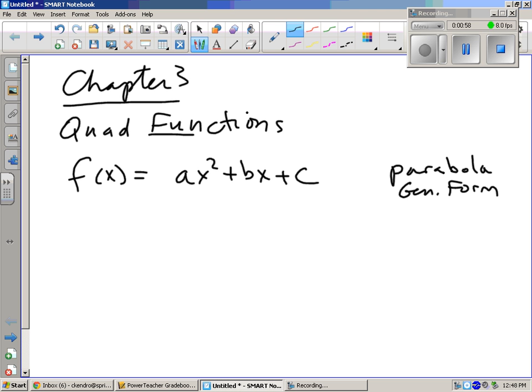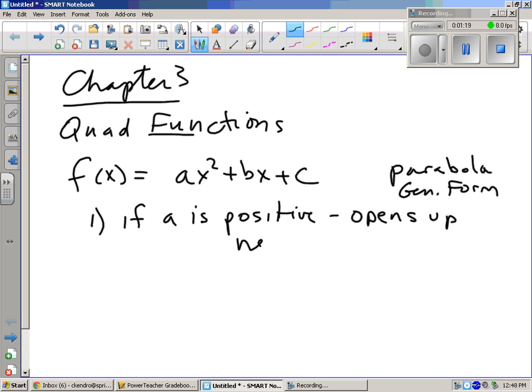And the first one is, actually these apply to standard form as well, but there's some general things about parabolas that you need to know. Is if A is positive, then the parabola opens up. If A is negative, then the parabola opens down. So a sad face. So when you have a negative attitude, you have a sad face all the time.